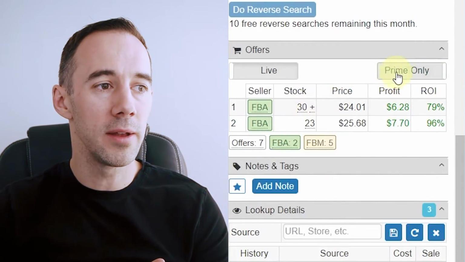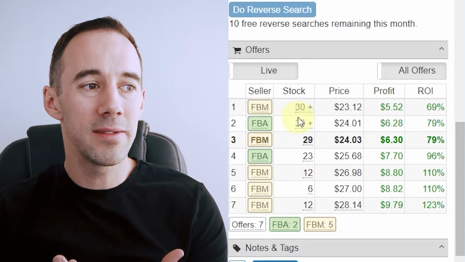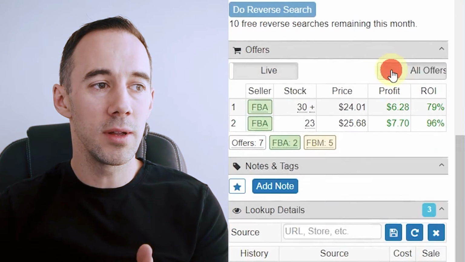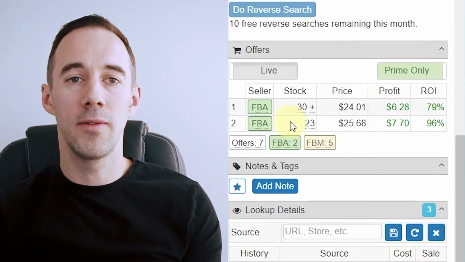The next one I'm going to be looking at is coming down. I'm just going to be looking at the other sellers. So I see right now, there's not too many sellers. I'm pretty happy with that. These guys have got 30 plus units and these guys have got 23. So selling reasonably well. And there's quite a few sellers in there as well.